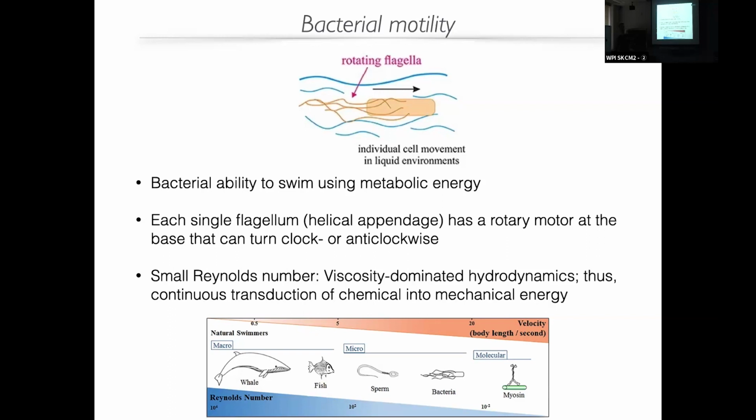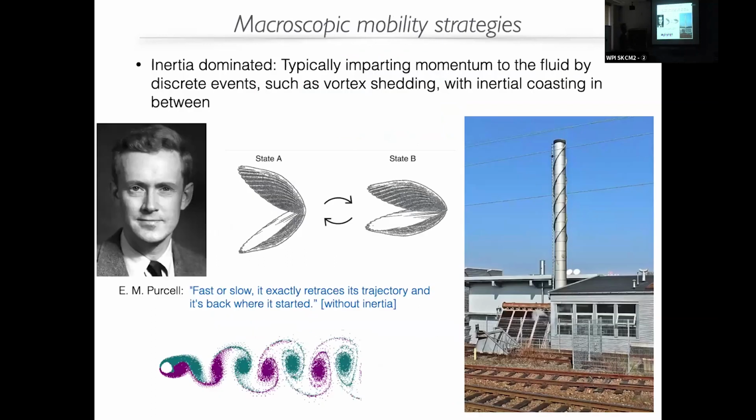Typically, the motors can also reverse the chirality of their motion, and then the bacteria can move backwards. Small Reynolds number, so it's viscosity-dominated hydrodynamics, as I've stated. Thus, the motion is based on a continuous transduction of chemical into mechanical energy.